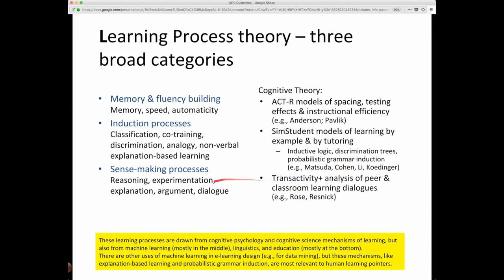There's a lot of work on reasoning and dialogue. Our own Carolyn Rose here at CMU does a lot of work in this area. Lauren Resnick at the University of Pittsburgh as well. These theories are very relevant to supporting sense-making.